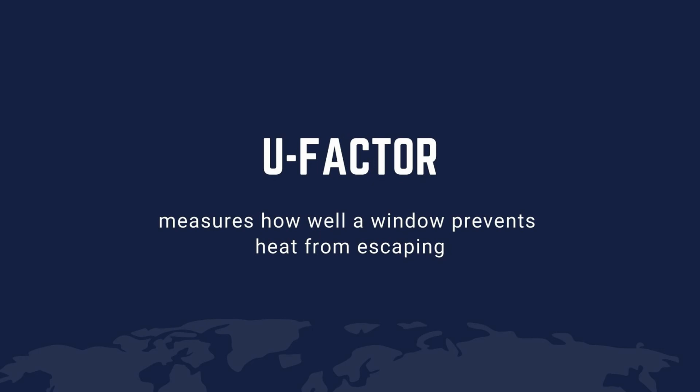UFactor measures how well a product prevents heat from escaping. The UFactor ratings generally fall between 0.20 and 1.20. The lower the U value, the greater the window's resistance to heat flow and the better it is at insulating. A lower U factor keeps your building warmer in the winter and cooler in the summer.